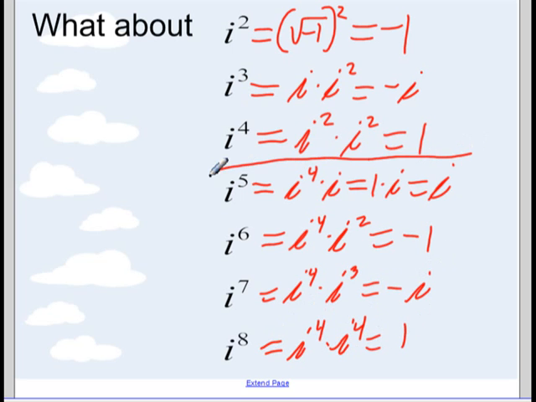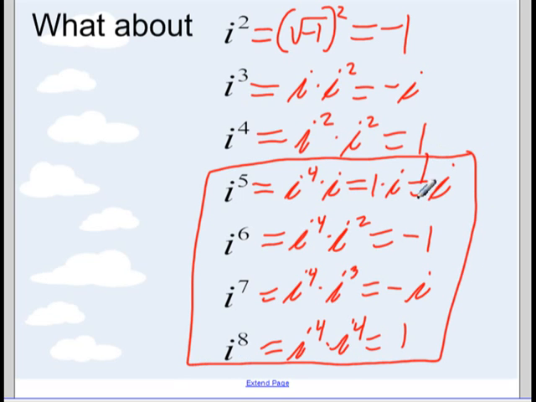i to the 8th is just i to the 4th times i to the 4th, which is 1 times 1, which is 1. And what you notice is we've got a pattern developing here. And it repeats every 4 times. So we had i, then -1, then -i, then 1. i, -1, -i, 1. And you can keep going if you want, but that pattern's going to keep repeating itself. So every multiple of 4, if it's i to a power that's a multiple of 4, 4, 8, 12, 16, 20, 200, 1,000, anything that's a multiple of 4, it's just going to equal 1.